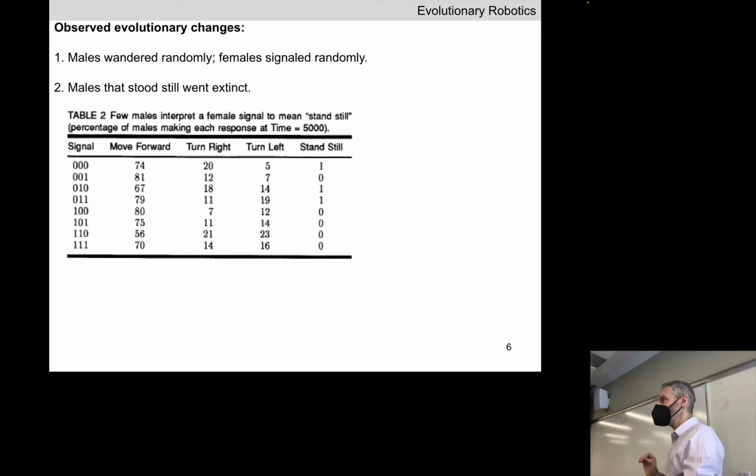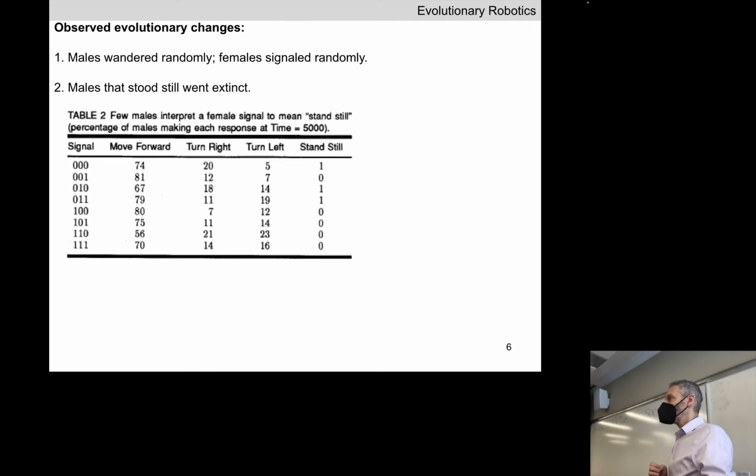Just trying to keep things simple here and focus on what they're interested in, which is the evolution of signaling or communication. There's nothing in here that explicitly rewards. There's no fitness function that rewards females that signal appropriately, or a fitness function that rewards males for doing the right thing, right? There is no fitness function here. However, we're already starting to see, at least among the males, evolution of behavior that you would expect.